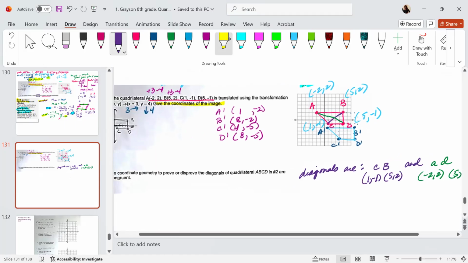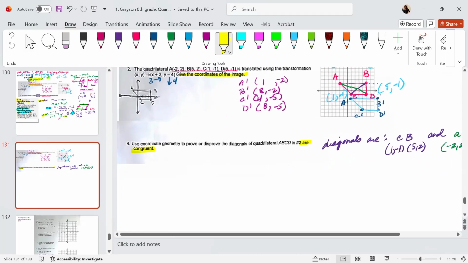Going back to the question, what do you want to do with the diagonals? Prove or disprove that if they are quadrilateral. That's not what you're doing. Go back to the question and read it again. Make sure you understand what they're asking you to do. Use coordinate geometry to prove or disprove the diagonals of quadrilateral. None of the diagonals are quadrilateral. That doesn't make any sense. So keep reading.